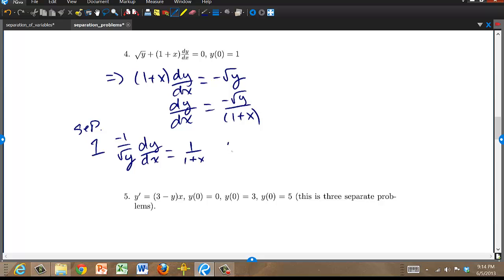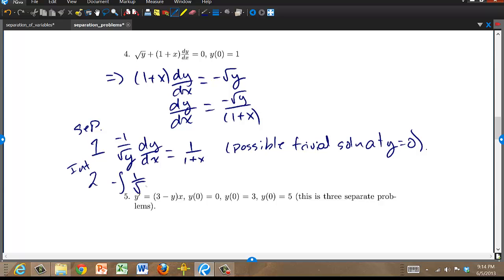Let's see, possible trivial solution again at y equals 0. All right, two, we'll integrate. And what do we have? We have negative integral of 1 over root y dy equals the integral of 1 over 1 plus x dx. So let's continue. We'll actually do the integration.